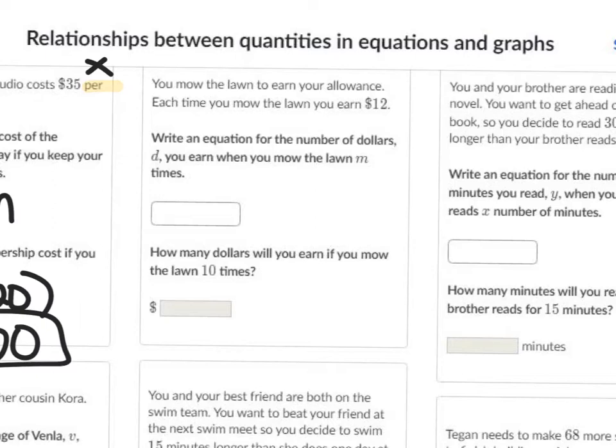Each time you mow the lawn, you earn $12. So that's $12 per lawn, right? So the number of dollars you earn, D, is going to equal $12 times every time you mow the lawn, which is N. Be really careful that on this skill you're utilizing the correct letters, because if you put X in there instead of an N, it's going to mark it wrong.